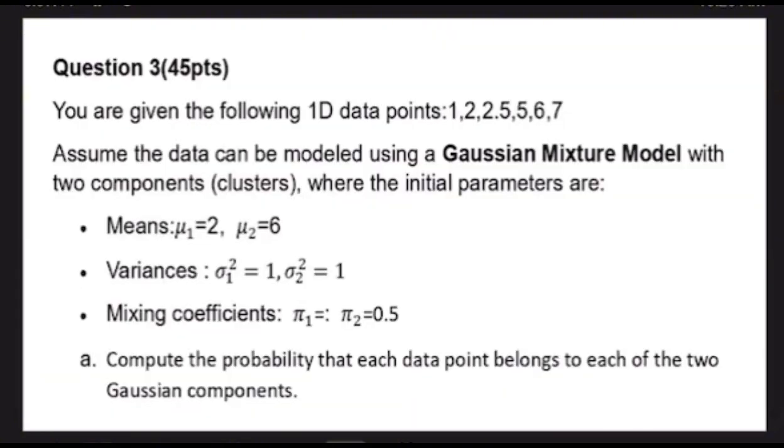Look at this question. There's going to be a question like this in the exam. Suppose you are given one-dimensional data points: 1, 2, 2, 5, 5, 6, 7. One-dimensional. Just one, because if it's more than one-dimensional, it doesn't make sense computing it manually. We need R. I was looking for a way to escape R in this exam. That was why I came up with this.